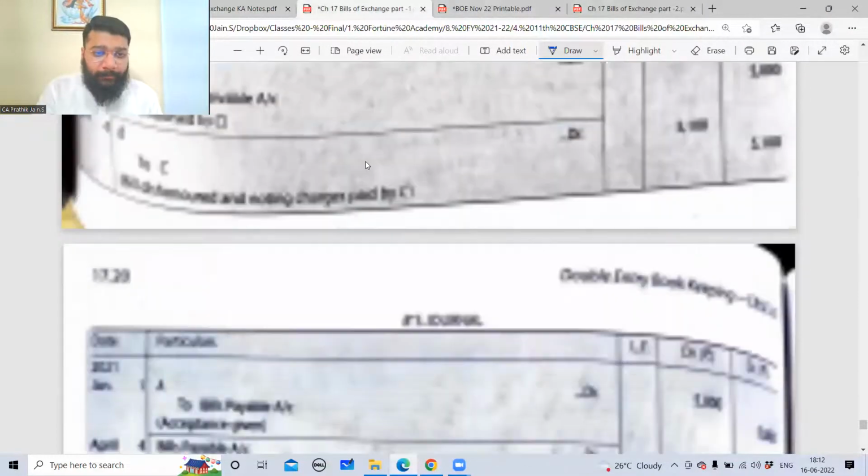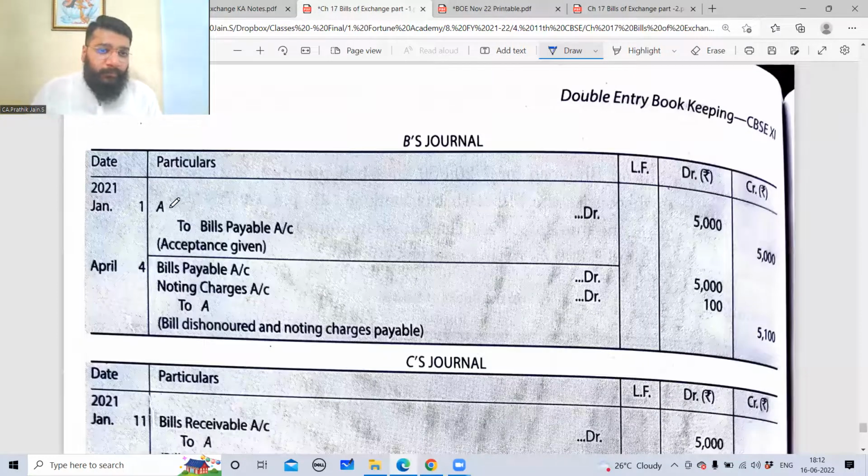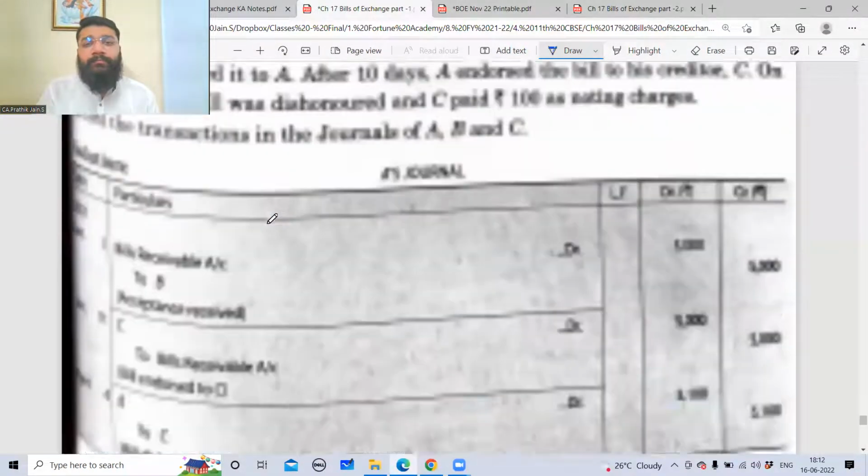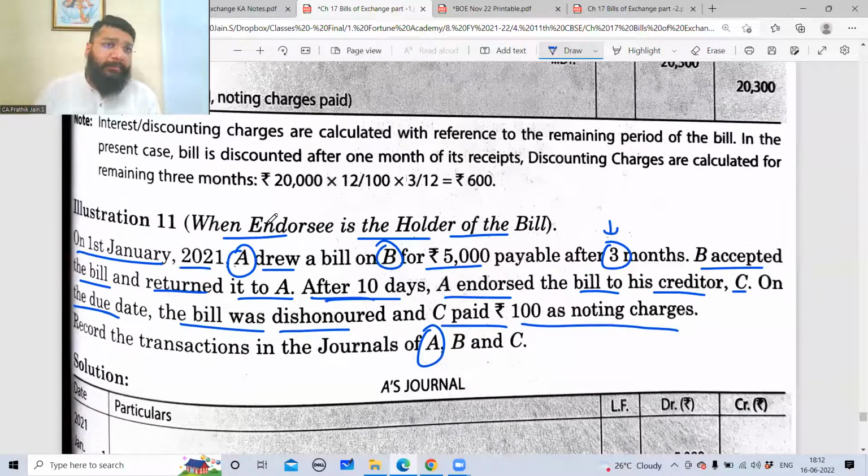Okay, not okay. B's book, this one entry, this one entry. Tell me people, okay, not okay. Offline people all are comfortable. Online people? Okay, sir. Wonderful.